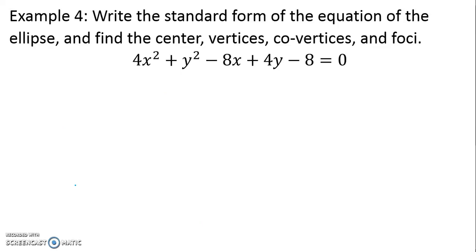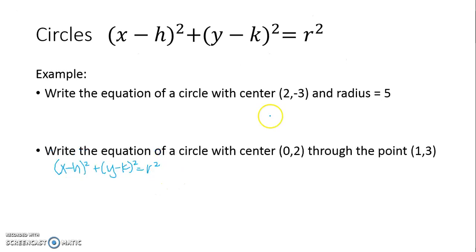This last one I actually want you guys to try on your own and then check your answer. You should have gotten x minus 1 squared over 4 plus y plus 2 squared over 16 equals 1. Check that. If you need to get more work from me, let me know for that.